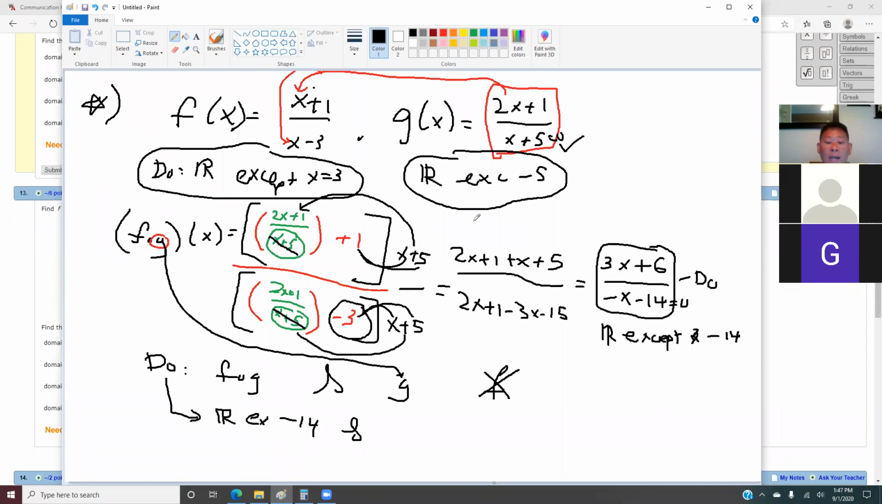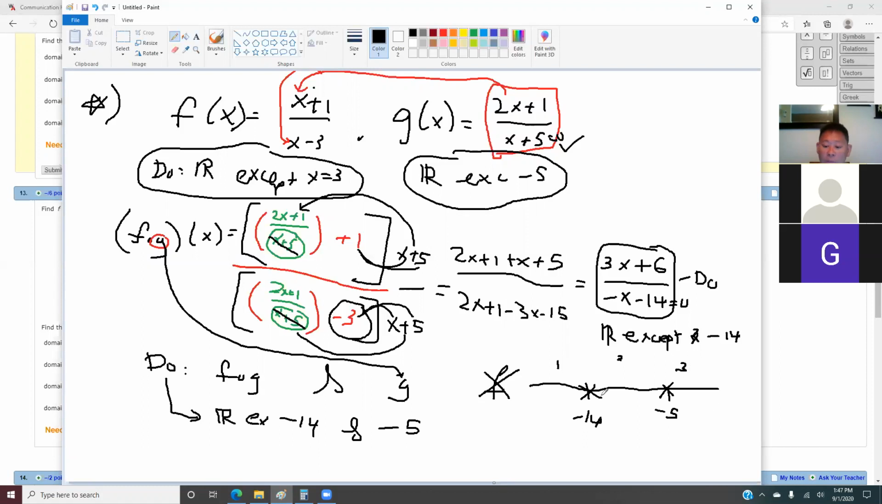And g says that all real numbers except negative 5. So for this f∘g question, the domain is all real numbers except negative 14 and negative 5. And if the question wants you to do interval notation, it means you cannot take 14 based on this one, and you cannot take 5 based on g. So that means you need to have 3 intervals: 1, 2, and 3.